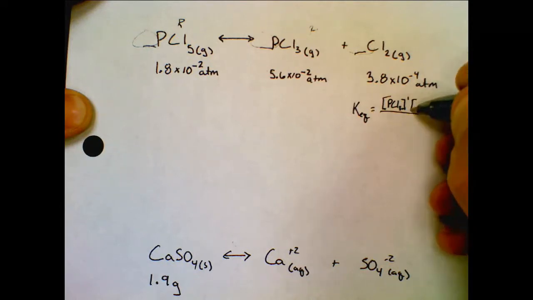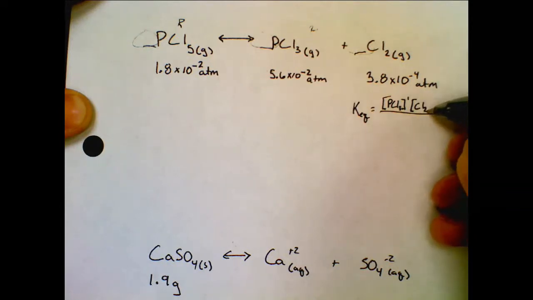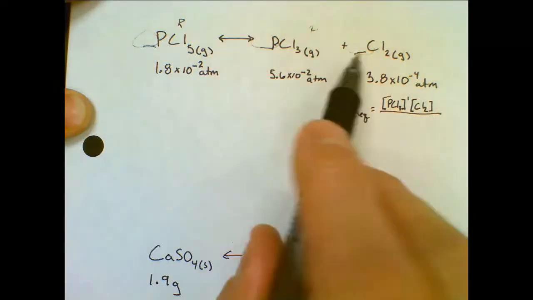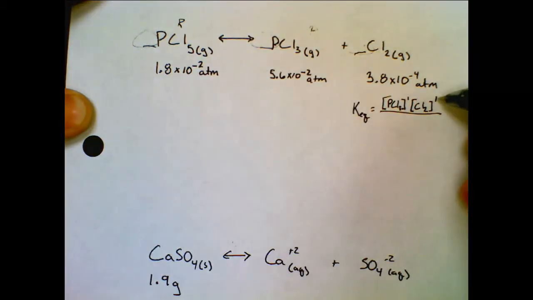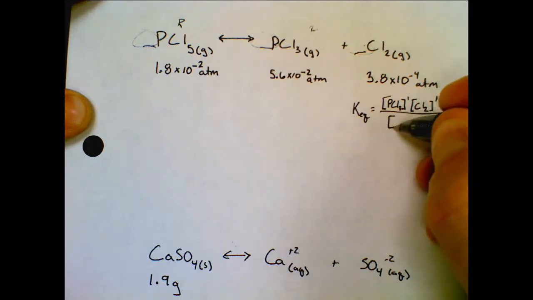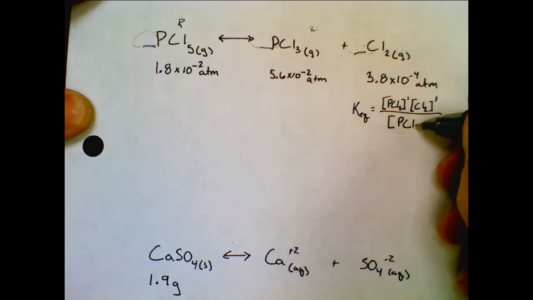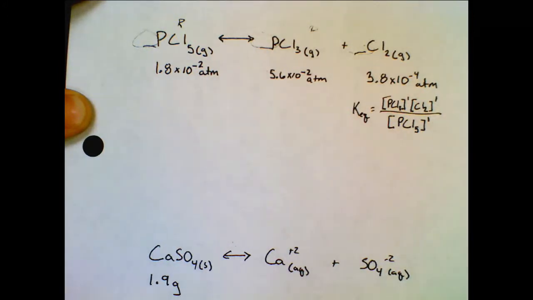Even though we don't need that, it's a good idea to get in that habit because I think you're more likely to catch the exponent when it needs to be there if you get in the habit of always including your exponents. PCl5 will go on the bottom, and that's also to the first power.